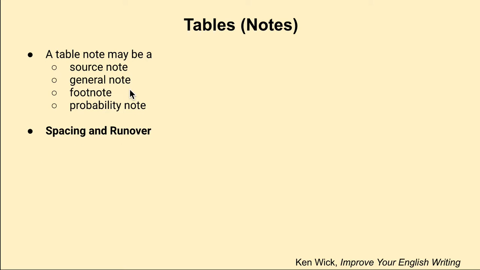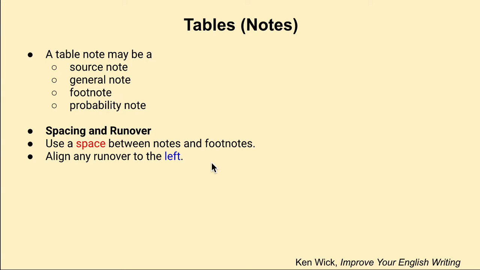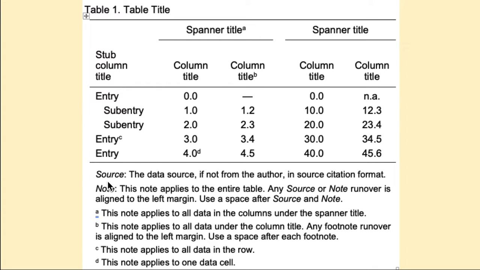So, spacing and run over with notes. This applies to all notes. Use a space between notes and footnotes, and you align any run over to the left. Notice how there's a space between these notes and footnotes. And here's some run over. Under the note here, you have some run over, aligned left. And here on note B, you have some run over, which is aligned left.